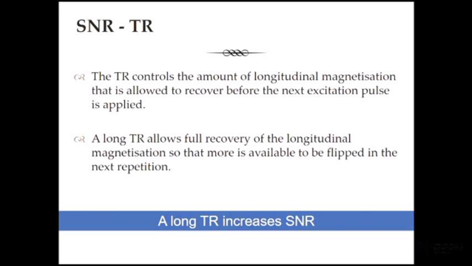The TR, or time to repetition, or repetition time, controls the amount of longitudinal magnetisation that is allowed to recover before the next excitation pulse is applied. So all that's saying is that once we flip our spins into the transverse plane, depending on what sort of tissue type they are, they take an amount of time to realign with the magnetic field. If we don't wait long enough for them to completely realign, so say they get halfway, and then we hit them with another 90-degree pulse to start the next sequence, we won't have full magnetisation available to flip into the 90-degree plane.